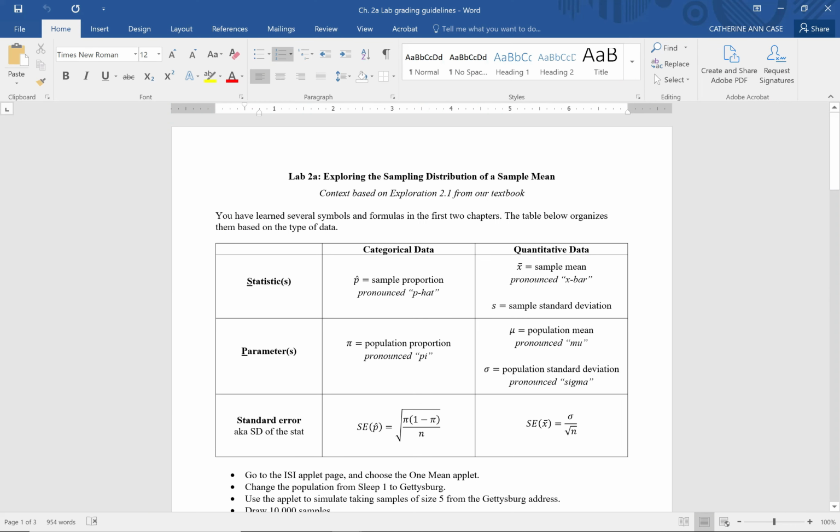And on Lab 2A, you'll see a table that shows you what symbols you should be using. So this is quantitative data. We're talking about sleep times, and these are parameters. So if we wanted to describe the population mean, we would use mu. If we wanted to describe the population standard deviation, we would use sigma.